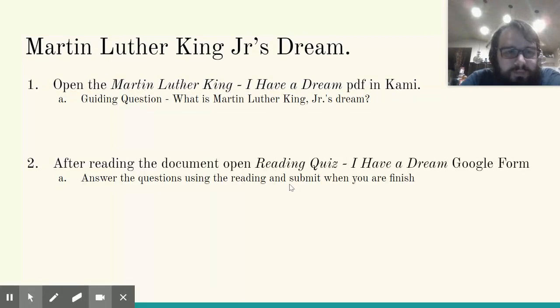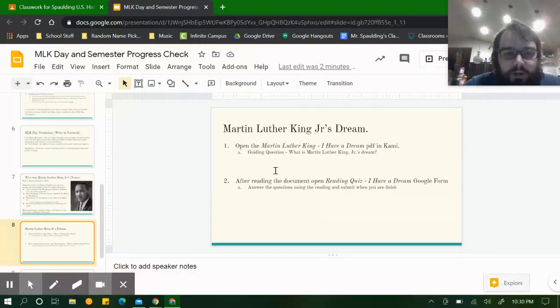You guys are going to open up the Martin Luther King I Have a Dream PDF in Kami. We'll do that in just a second. You will be marking the text according to the guiding question. The guiding question is, what is Martin Luther King Jr.'s dream? Let me go ahead and write down that you need to mark the text.